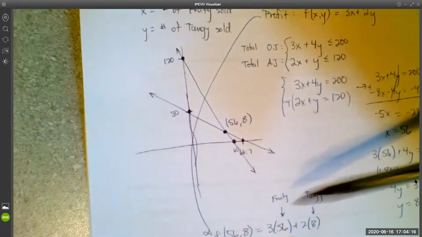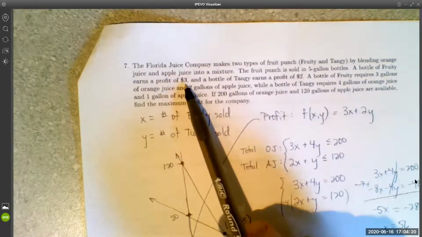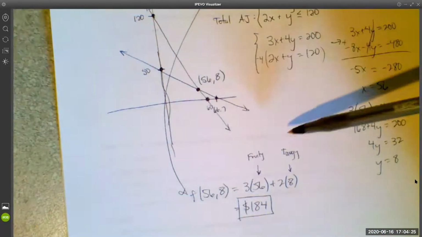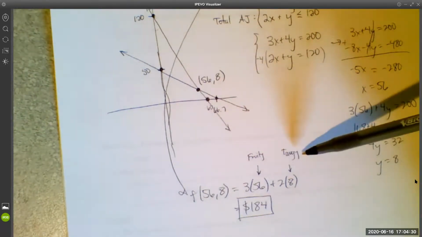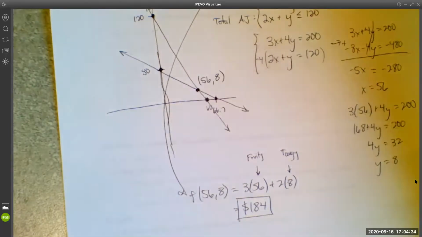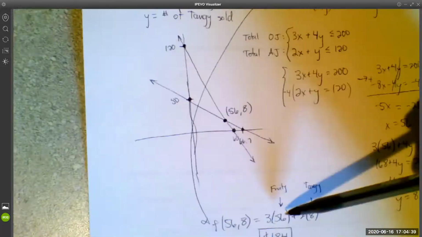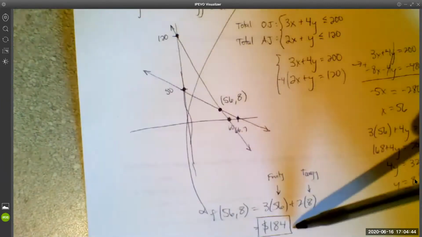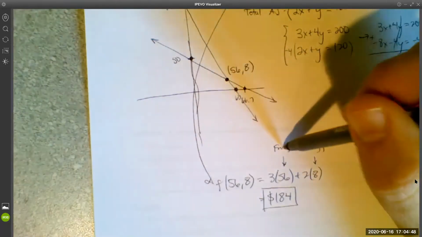And that makes sense, right? Because the fruity variety brings in a larger profit. So you want to produce as much of the fruity as you can. The problem is you can't just make only fruity, because if you make only fruity, you're going to have a bunch of orange juice left over that you could have used to make tangy, right? So there's a balancing act that you have to kind of perform, and this is how it's done. So you're going to make mostly fruity variety, but you're going to make some tangy variety as well in order to maximize your profit.